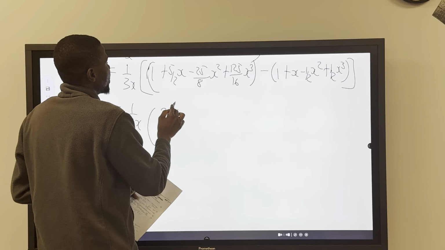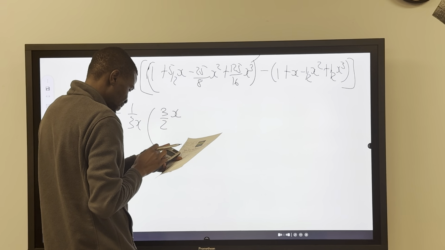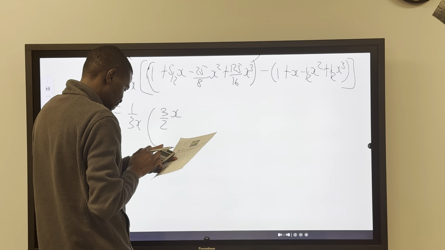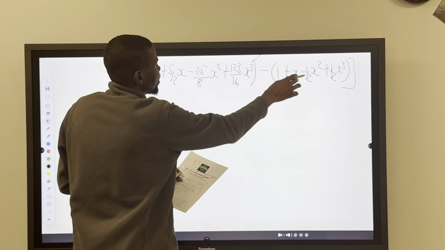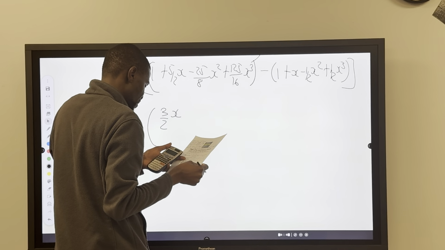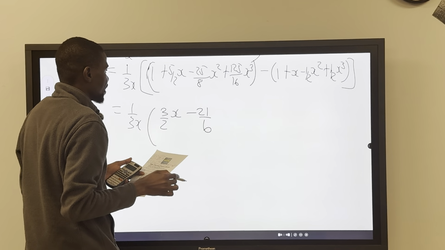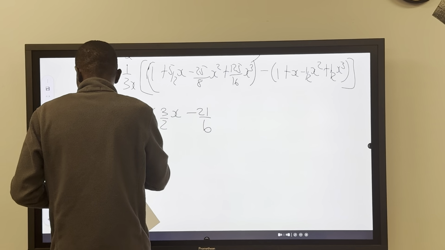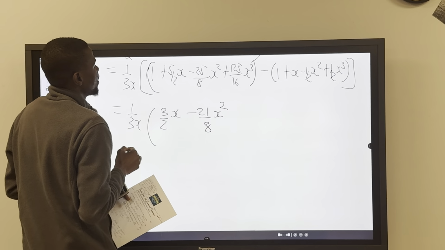3 over 2x, then negative 25 over 8, okay, negative 25 over 8, subtracting that, so plus 1 over 2, I'm getting negative 21 over 6, so minus 21 over 6, right? Minus 21 over, sorry, minus 21 over 8, not 6, minus 21 over 8 x squared, right?